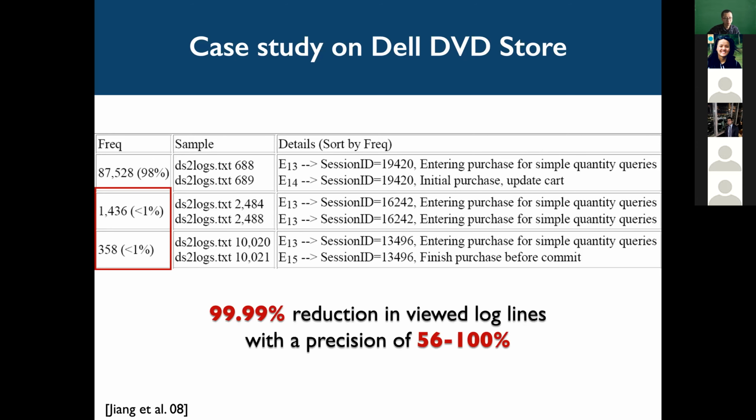Okay. So using this automated solution, we can reduce 99.99% of the log lines that need to be examined. We only examine these irregular log lines, and we can identify the problems with a high precision, up to 100%. Okay. So this is another application of AIOps, about anomaly detection.